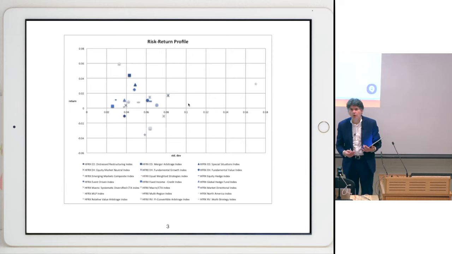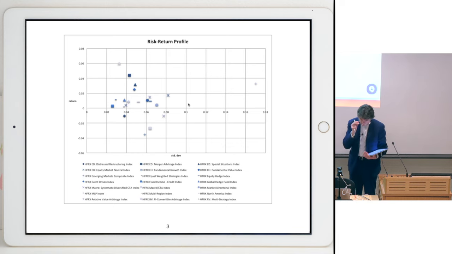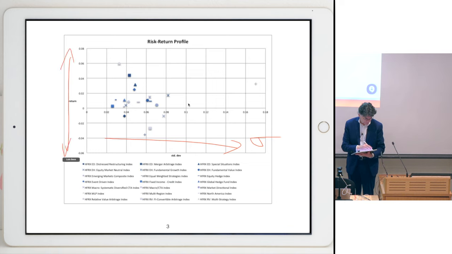And one interesting thing: I know you cannot read the legend here. There's too much stuff in this slide, but that's not a big deal. The reason I have this for you is the following. I have here different trading strategies in terms of what their risk and return are on a scattergram. So here is the risk, and here is the return.